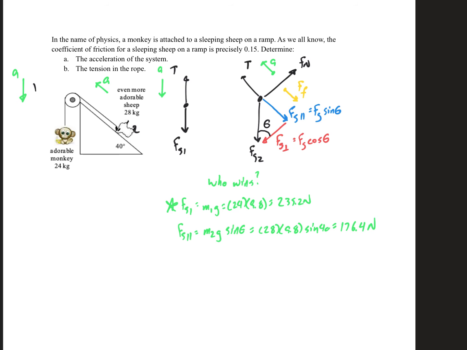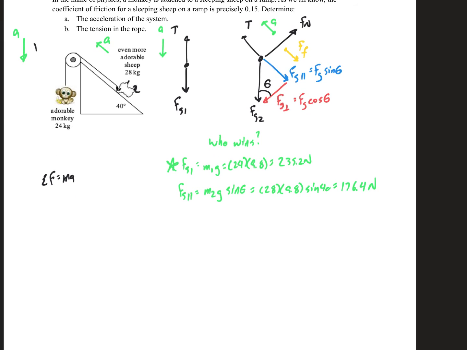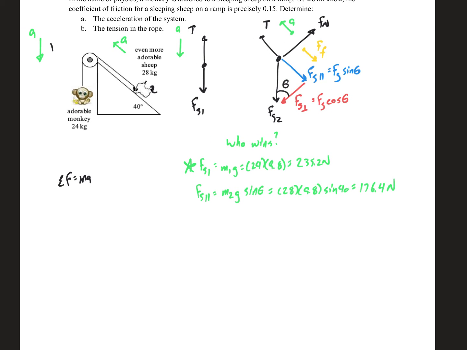So let's do Newton's second law using the adorable monkey first. So it looks like the adorable monkey has a tension going up minus the FG1 going down. And we're gonna go M1 times negative A because I know it's accelerating in a downward direction. So we can fill in as much of this as we can.